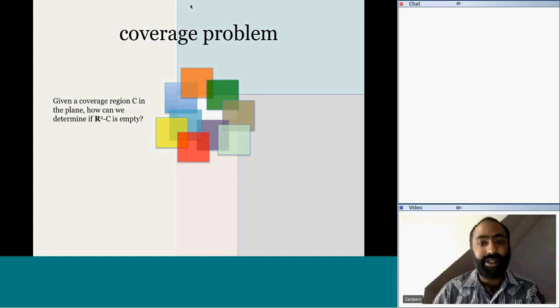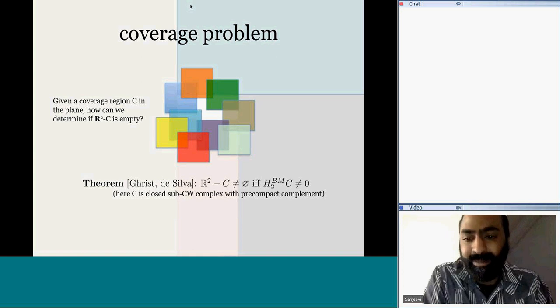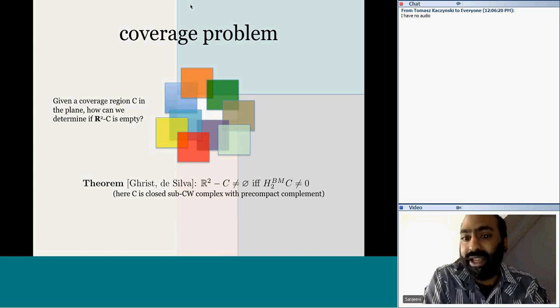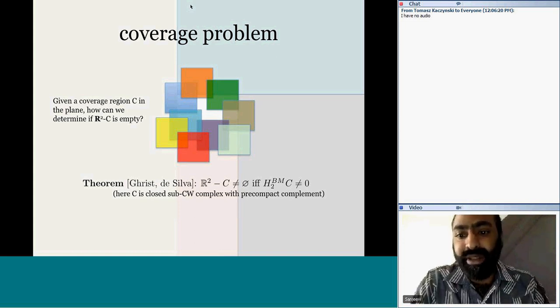This was answered, among other questions, by Bryce and Vin de Silva in a paper where they show that you can determine if there are coverage gaps just by computing an appropriate homology group. In this case, we're looking at the second Borel-Moore homology of the coverage region. This is a translation of what they've done. Borel-Moore homology is just like ordinary homology, except that instead of finite chains, you have locally finite chains, so possibly infinite chains that are locally finite. We allow homology classes to be represented by these more general chains. You compute the Borel-Moore homology of the coverage region, and if it's trivial, that's telling you there is some sort of coverage gap.